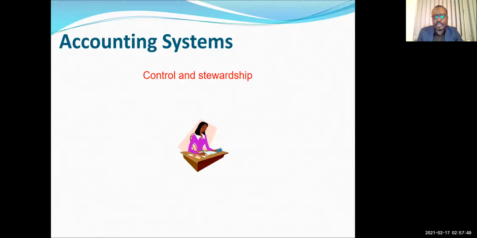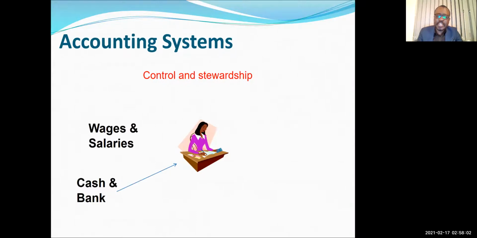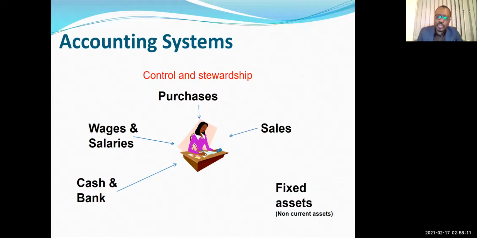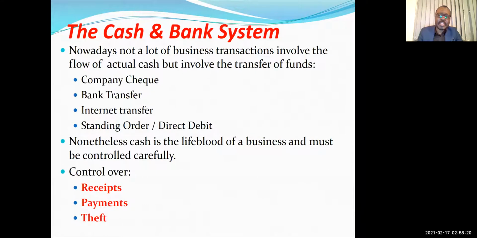Accounting systems, in terms of controlling the resources and accounting for all the activities of the organization, run through a number of systems. We have the cash and bank system. We have the wages and salaries system, payroll. We also have the purchasing. And of course, we sell. After which we also have some fixed assets which help us to run operations, okay, both from the production or from the service provision angle, okay. Now let's take these systems one after the other.